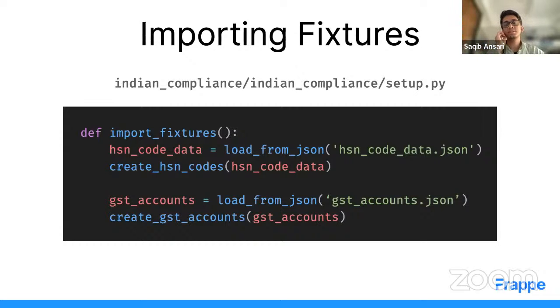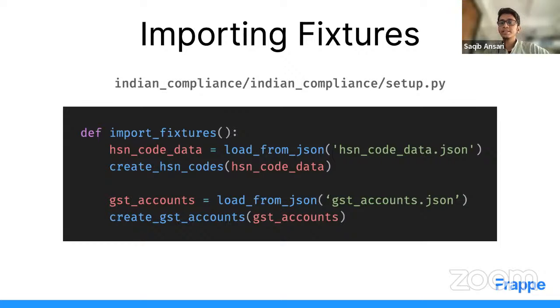Fixtures are documents which are to be pre-configured or bootstrapped for any specific country. For example, in India, we bootstrap HSN codes and GST accounts, GST settings, tax categories, a lot of documents basically. So all of these are custom doc types which are specific to the region itself. So HSN code is specific to India here.